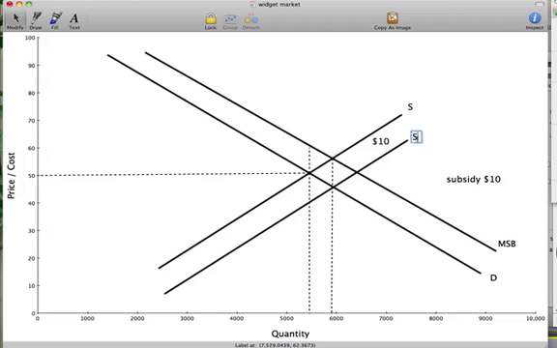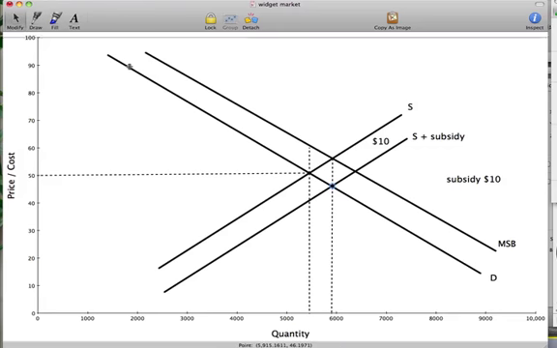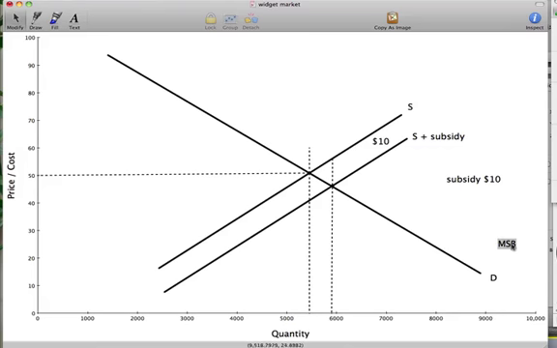You can see that we can achieve the same quantity. Again, 5,900 units are produced, but we have given the money to the producer instead of the consumer. So let me just remove this marginal social benefit curve here so that you can see it more clearly.